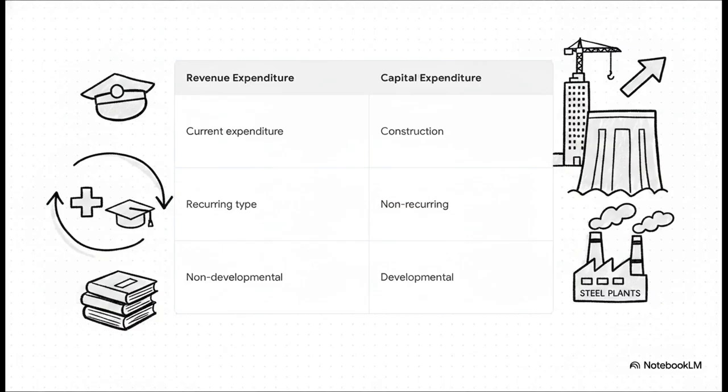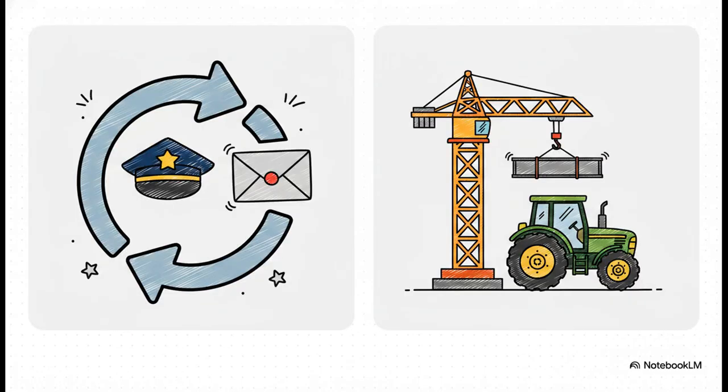Notice the direct contrast we have here. On one side, revenue expenditure is your current, recurring cost. We're talking things like civil administration, defense, and public health. Historically, this is known as non-developmental. On the flip side, capital expenditure covers non-recurring costs, like constructing buildings or steel plants, which is known as developmental expenditure. To really grasp this, just think of it like your own personal budget.